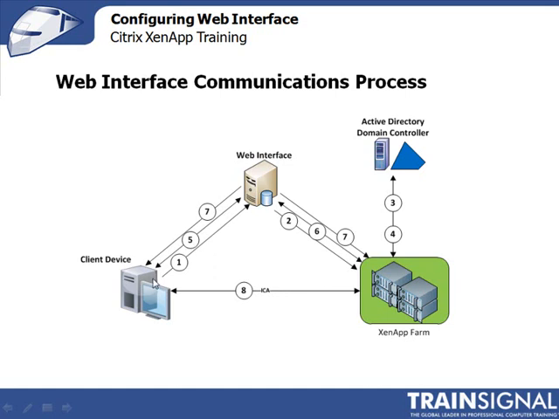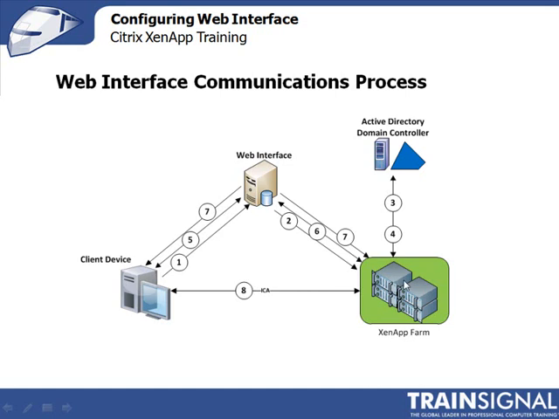The user is going to make a selection of which application they want to launch. Let's say they launch Calculator or Notepad or one of the applications. At that point, that request comes to the Web Interface server. We're at step number 6. The Web Interface server is going to pass it again to the XML service. The XML service at this point is going to determine which server in the XenApp farm is the least busy server. It's going to pass this request to that server, provided that server has that application as one of the applications that it services. If it does, the XML service will pass it to that particular server.